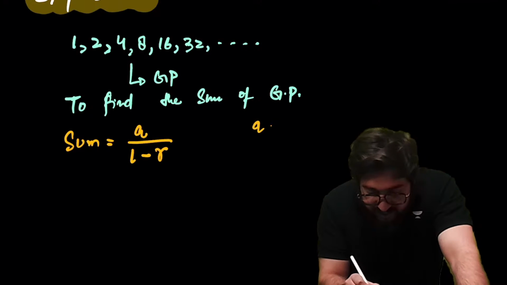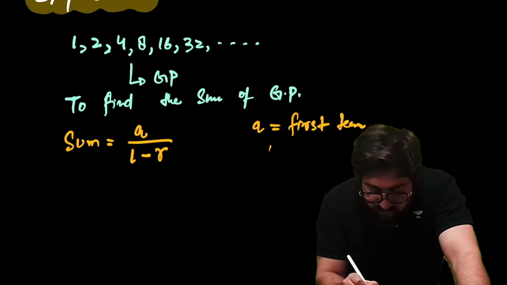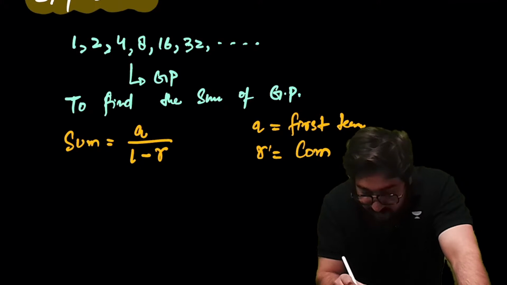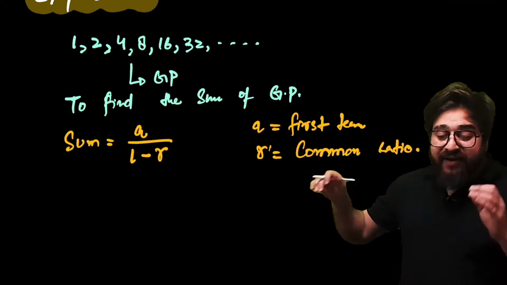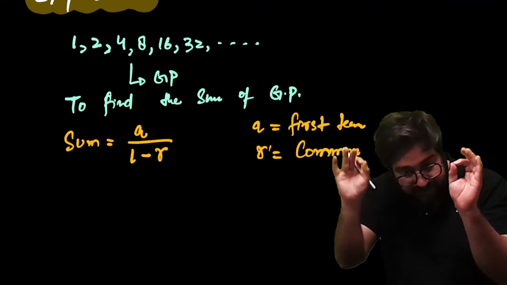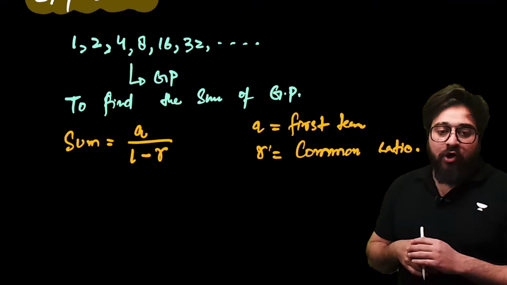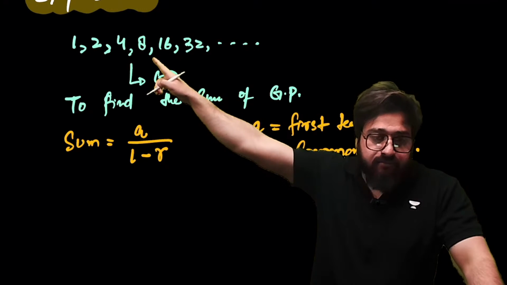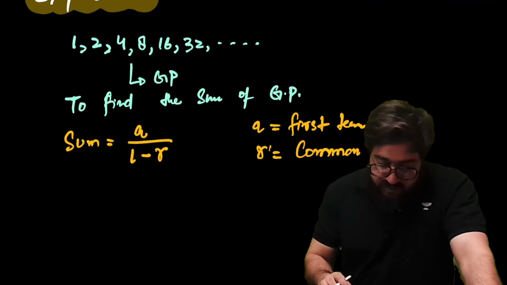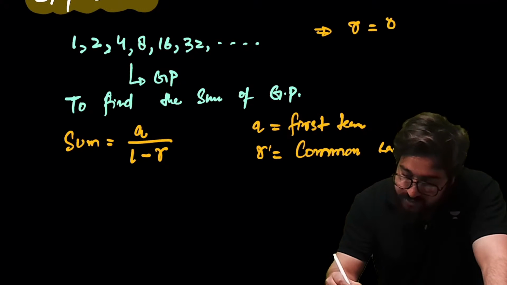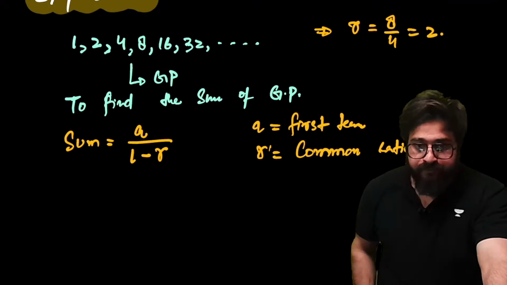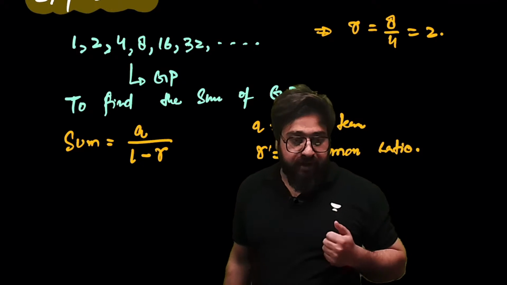Sir, what is a? A is the first term. r is the common ratio. A is first term, r is common ratio. I'll tell you how to find the common ratio. Common ratio will be simply: take any term, divide it by the term before it. Like in this particular case, common ratio r is, let's suppose, 8 divided by 4, that is 2. 2 is the common ratio.